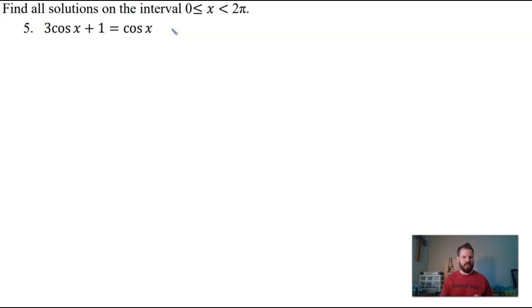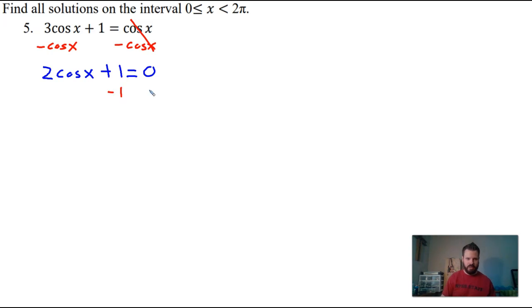Pretty basic trig equation. Since the only trig function I have in here is regular cosines, not cosine squareds, there's no extra sines or anything, so I know I don't need to factor. I just need to get all the cosines on one side of the equation and everything else on the other side to isolate the x. So I'm going to subtract cosine x from both sides. That's going to cancel my cosine x on the right, leaving me with 2 cosine x plus 1 equals 0.